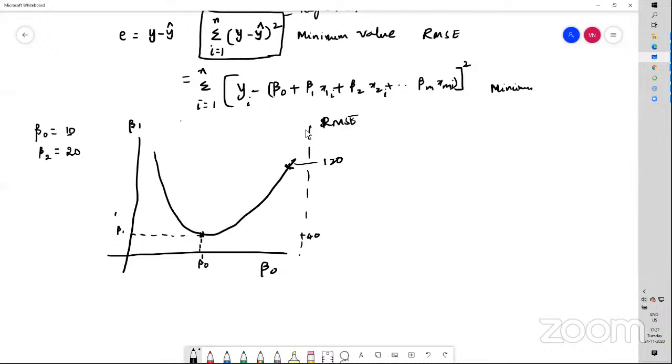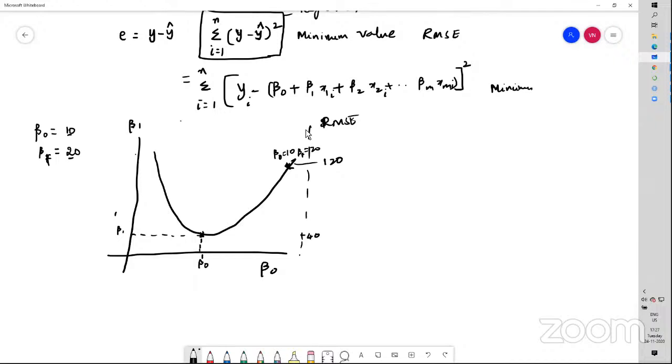But we initialized it with some random values, where beta naught is equal to 10 and beta 1, let's say, is equal to 20. So this is where we are.